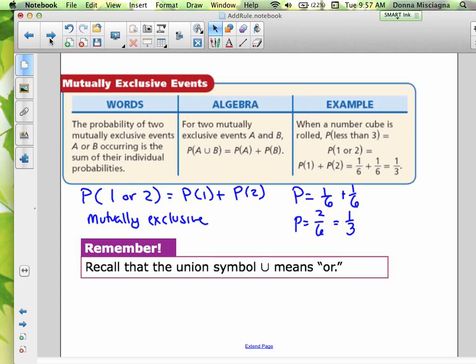The probability of rolling a 1 is 1/6, because there's 1 favorable outcome and 6 outcomes. The probability of rolling a 2 is 1/6, because there's 1 favorable outcome and 6 outcomes. Together that's 2/6, which reduces to 1/3. The union symbol is for OR. When we see OR, it's the union symbol, and we're going to add them together.